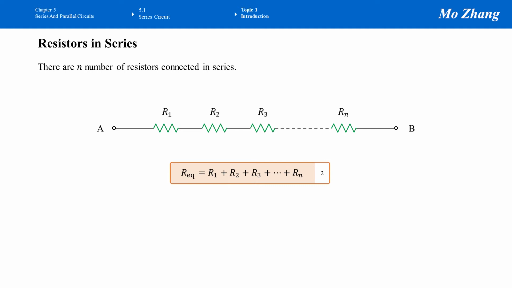The total resistance Req, in this case Eq is the same as T. Eq means equivalent resistance, which is the same as the total resistance of the system, and it is the sum of all the resistance values. So this equation is a general formula for n resistors that connect in series. It applies for two resistors connected in series, three resistors, and many resistors connected in series.